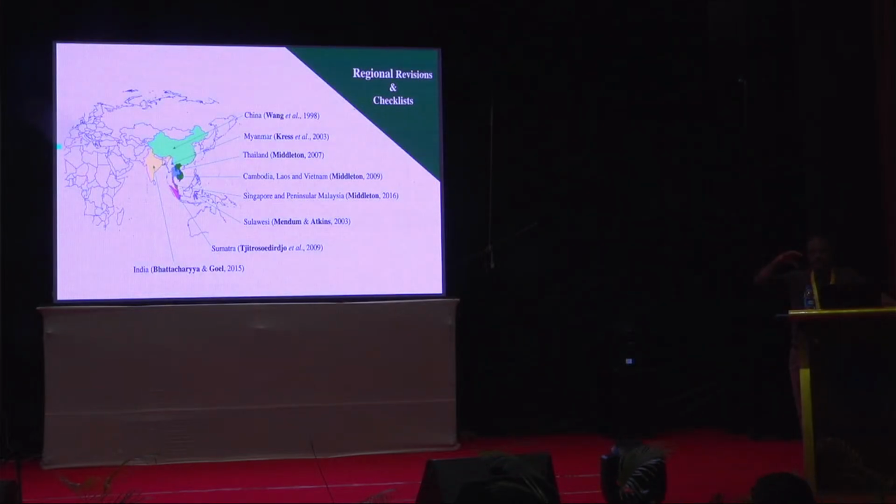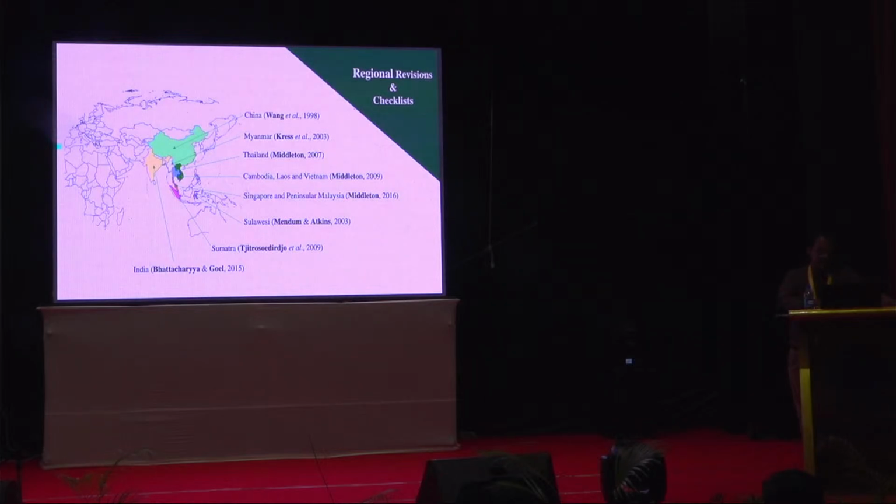The genus is principally Asiatic, principally Southeast Asian, and you can see the colored area where the genus is principally distributed. During the past few years, the genus has been studied in China by Wang et al. in 1998, Myanmar by Kress et al. in 2003, and Thailand by Middleton, who also revised Cambodia, Laos, Vietnam, Singapore and Peninsular Malaysia, and Sulawesi by Middleton and Atkins in 2003. The last one, which is very difficult to pronounce, is in Sumatra, in 2009.